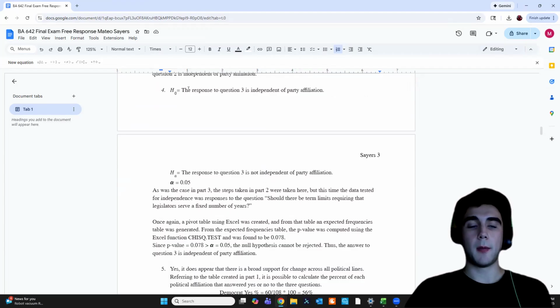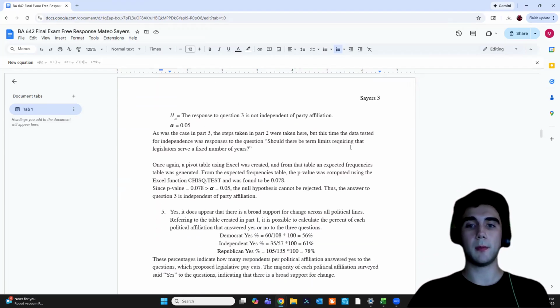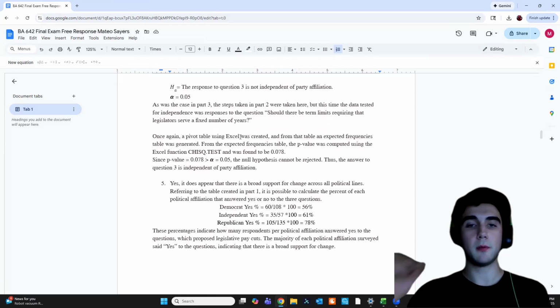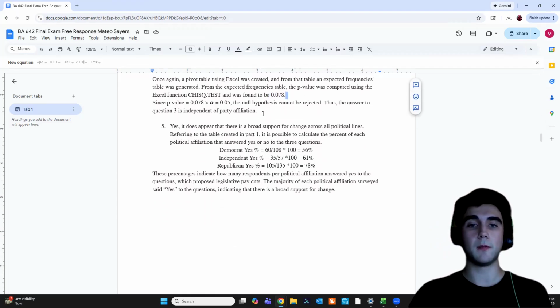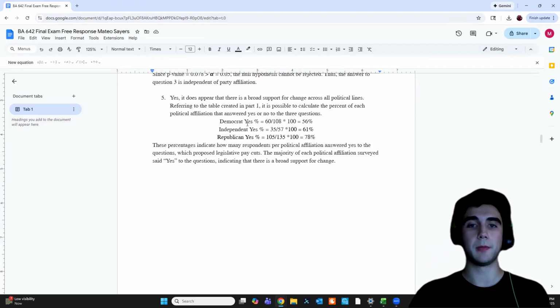Finally, we did the hypothesis test for question three to determine whether or not it was independent of party affiliation. And the question was, should there be term limits requiring that legislators serve a fixed number of years? Again, the observed table and expected frequency tables were used, and the p-value that was calculated from the expected frequency table was 0.078, which is greater than the alpha of 0.05, which means the null hypothesis cannot be rejected. So the answer to question three is independent of party affiliation.